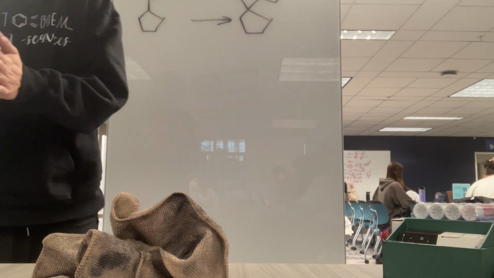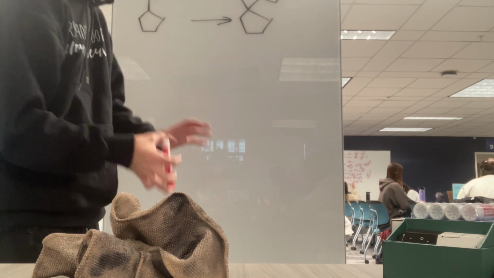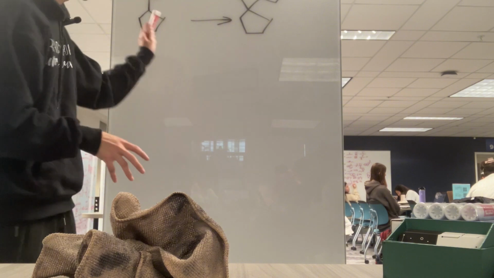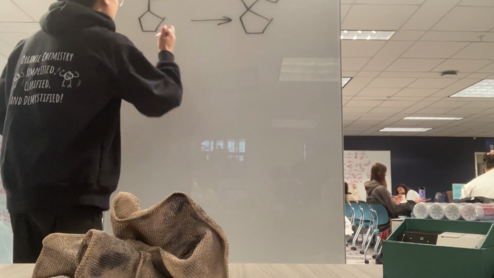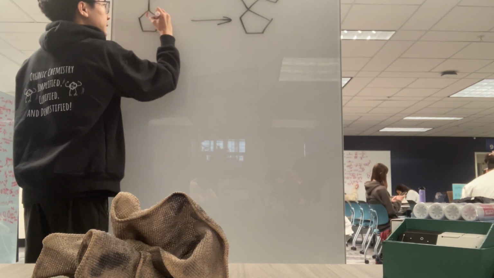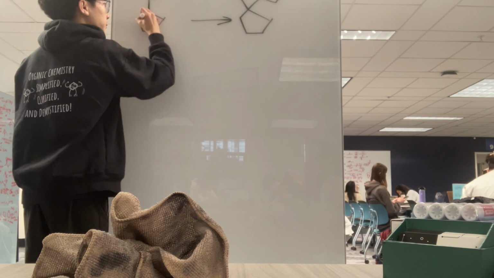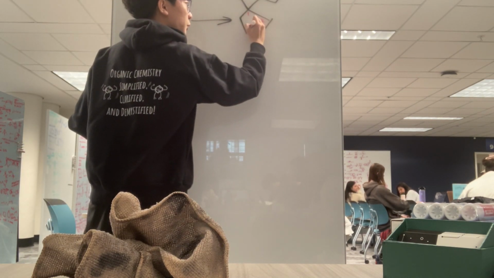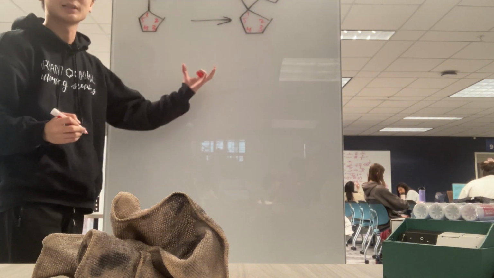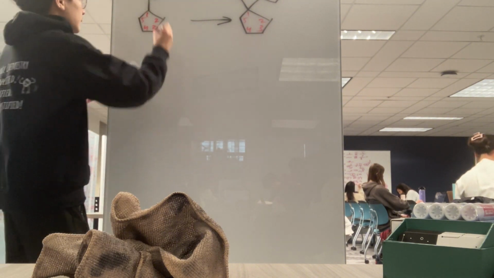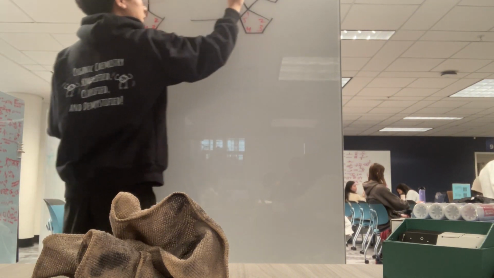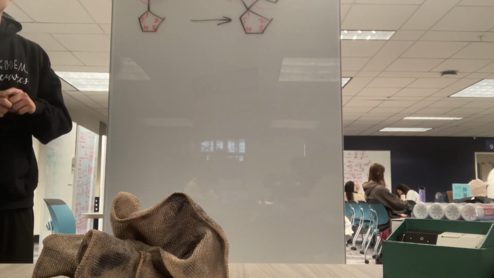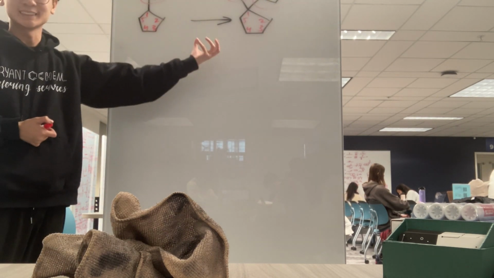So let me go over my thought process on this synthesis problem here. The first thing I do is find the similarities between this molecule and this molecule here. I see that this 1, 2, 3, 4, 5 carbon ring is the same as this 1, 2, 3, 4, 5 carbon ring right there. That's the similarity between those two molecules. The differences are going to be this alcohol, that bromine, and that R group right there. Now I think about what reactions can make those differences.